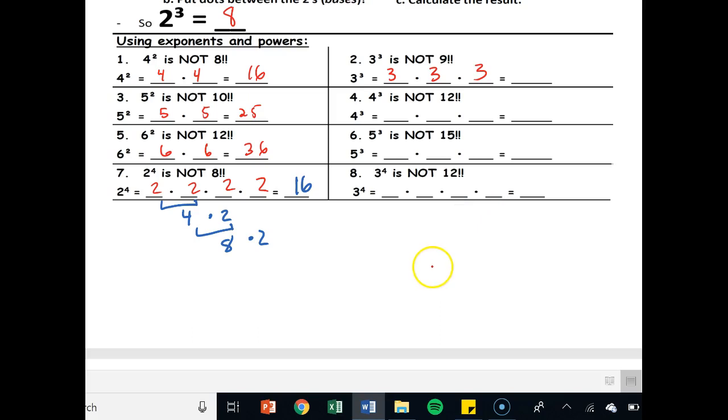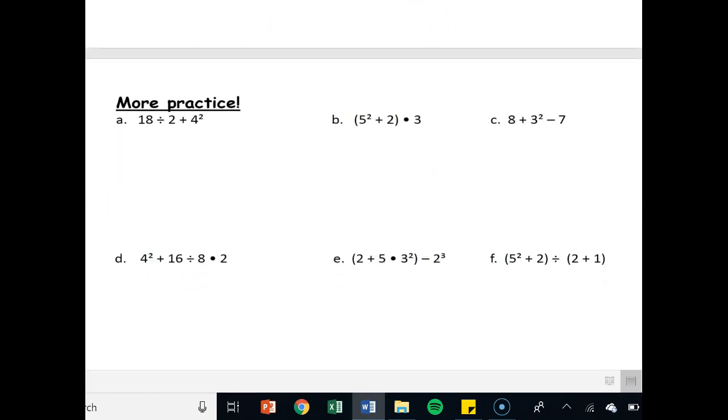Remember, on your calculator, the up arrow, which is right next to the x -1 button, is the way to write this. So if you wanted to write 4 to the third, you write 4 up arrow 3. And that's how you get 4 to the third. Flip over to the back.